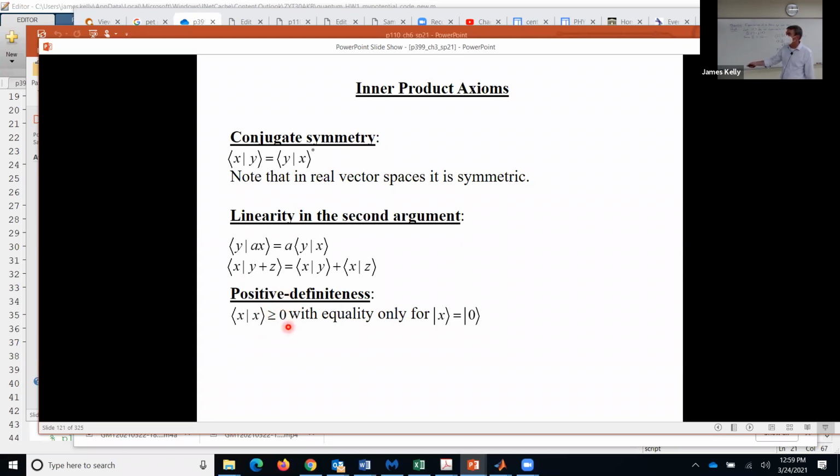When we say it's greater than or equal to 0, that's never a complex number. That means a real and also non-negative number. And it's equal to 0 only if the vector itself is the 0 vector. Remember, that means that if the length of a vector is 0, it's got to be the 0 vector. There are no other vectors that have length 0, because the length is just the square root of the inner product of a state with itself. Okay, but right now I'm going to use conjugate symmetry right here.